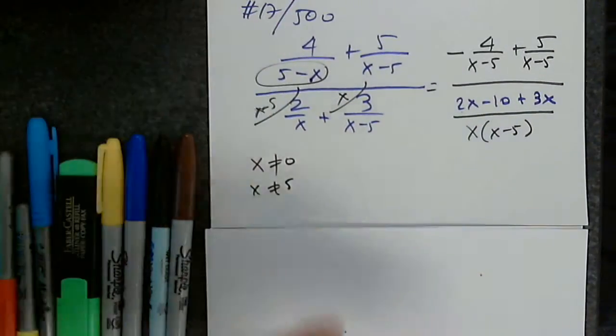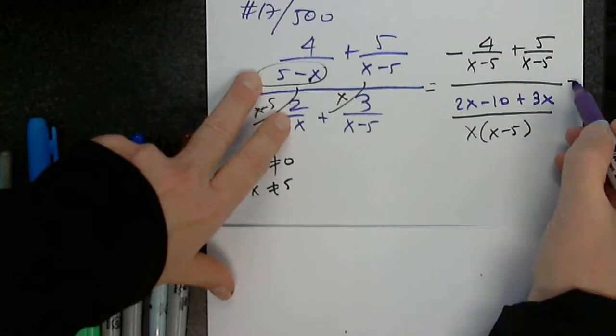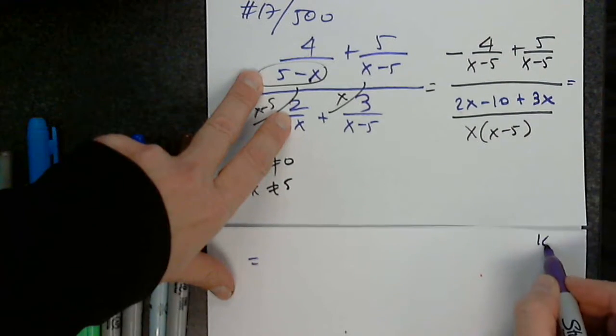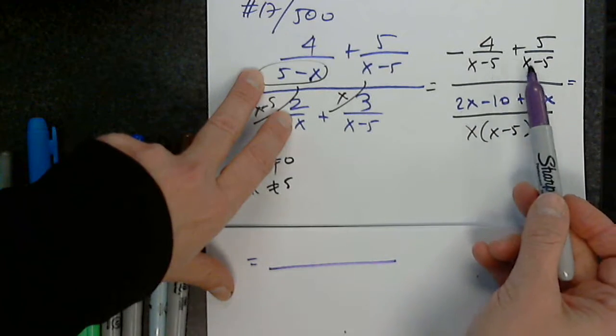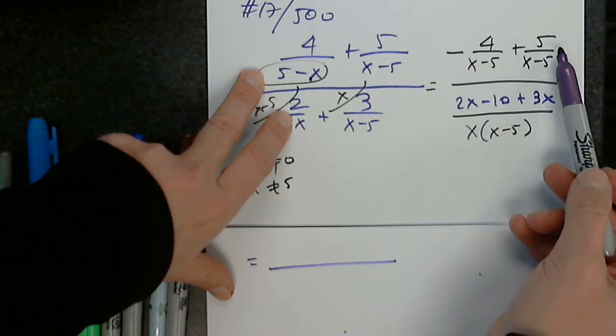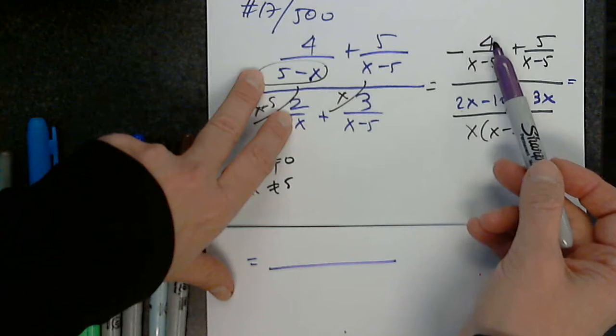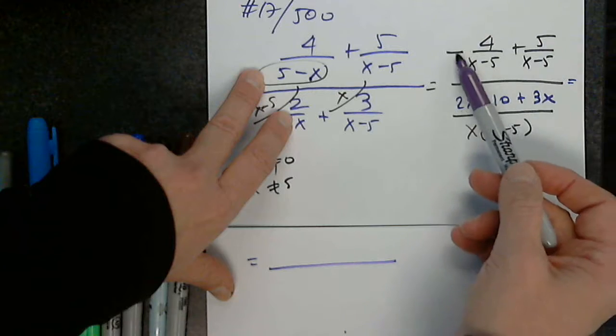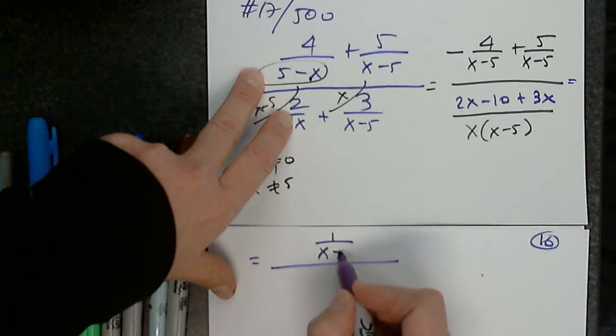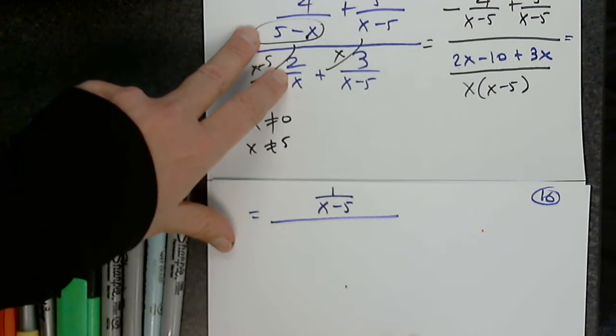So now I have to combine or simplify the top. So the top will be, since they have the same denominator, I only have to say 5 minus 4, right? Or negative 4 plus 5, because they have the same denominator. So 5 minus 4 is 1. 1 over x minus 5. Can anyone give us the simplified form of the denominator?